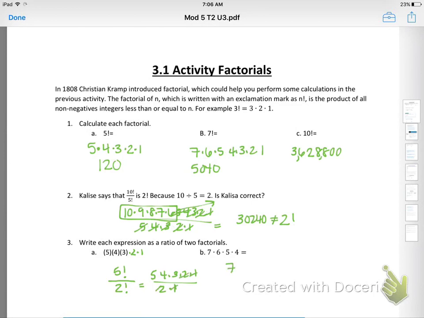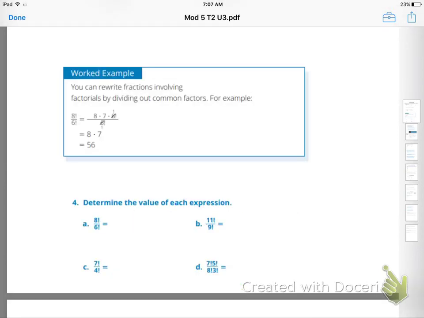So this one I need 7 factorial. I want to take off 3, 2, 1, so I can divide by 3 factorial. Okay, which is the worked out example right here. Same thing on top, same thing on the bottom. I can divide and get 1.